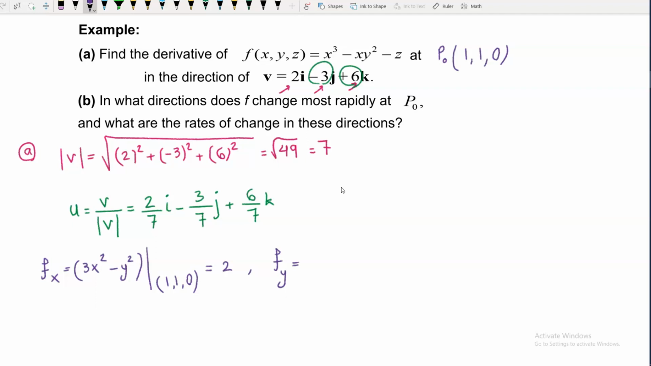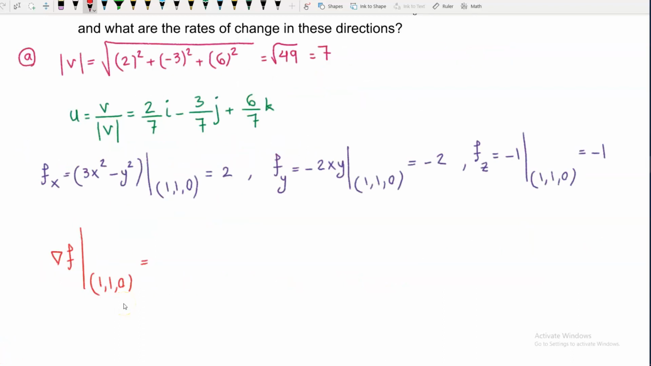And then we have partial derivative of f with respect to y. So this is equal to negative 2xy at this point, 1, 1, 0. So this is equal to negative 2 times 1 times 1, it is negative 2. And partial derivative of f with respect to z, it is equal to negative 1 at this point. So this is equal to negative 1.